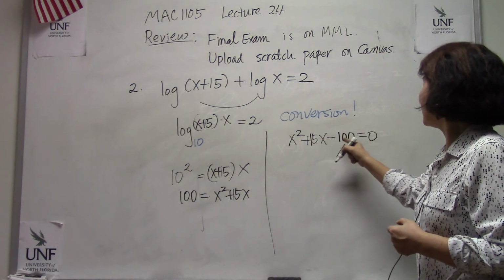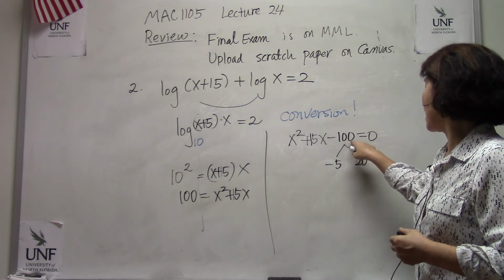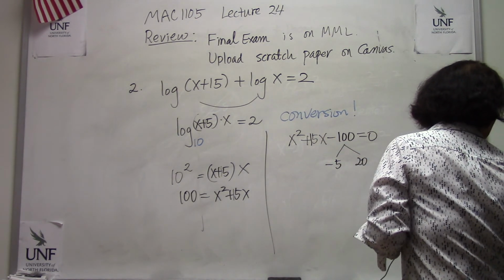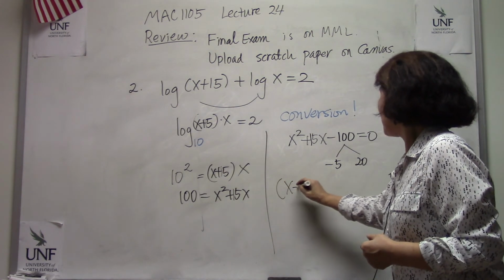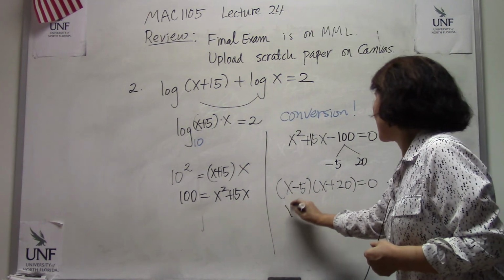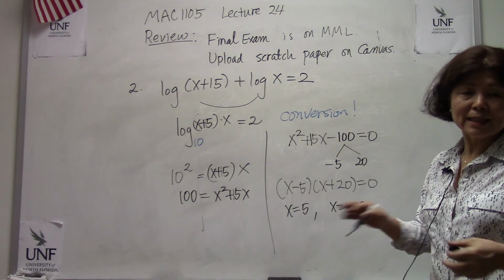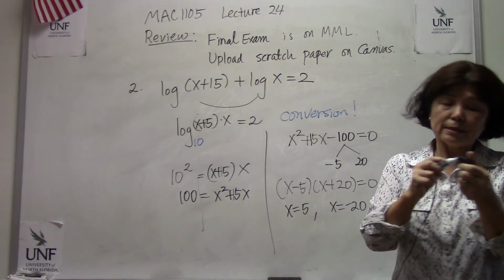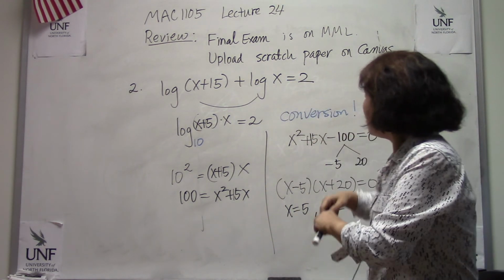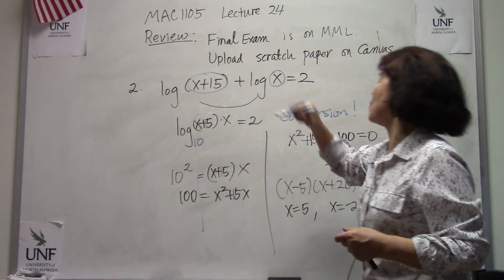So look at this negative 100 as negative 5 and 20. Multiply and you get negative 100, but when you add them up, this is 15. So this is (x minus 5) times (x plus 20) equals 0. So that gives you x equals 5 or x equals negative 20. Well, this is not the end. What is waiting here is that whenever you have a logarithm, every argument has to be positive.